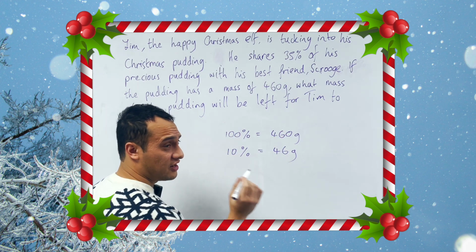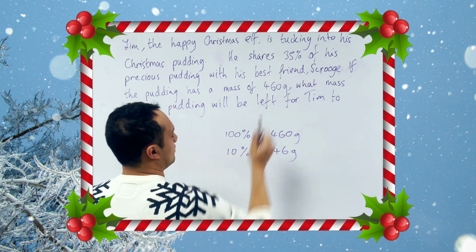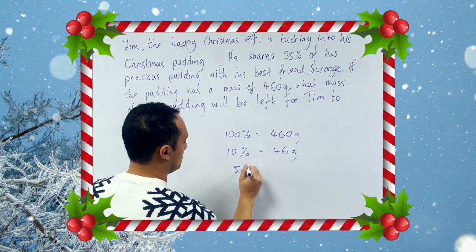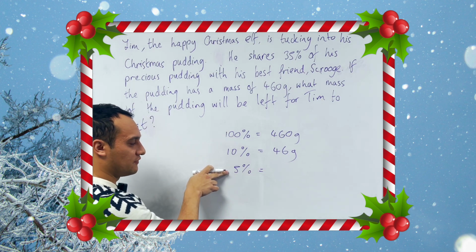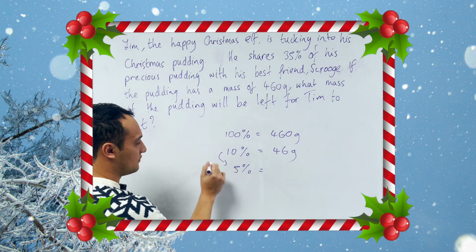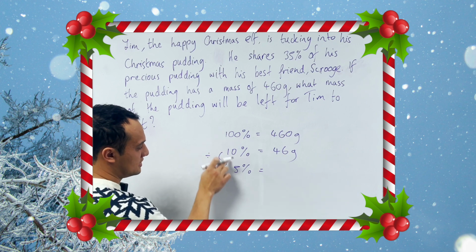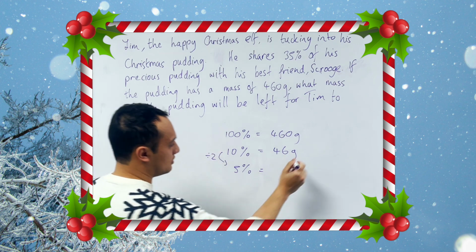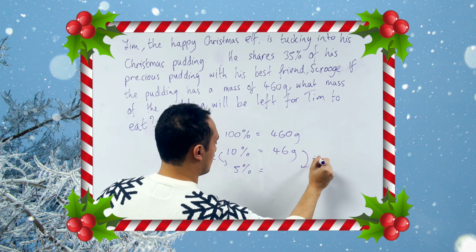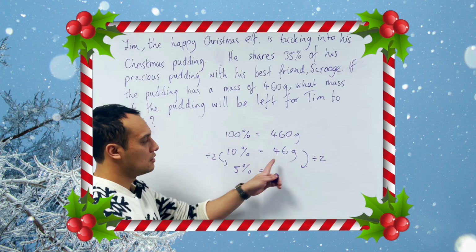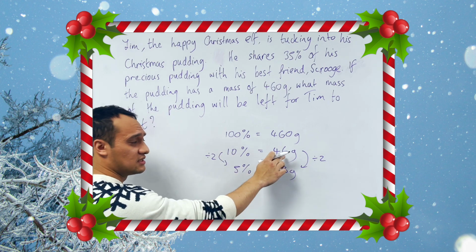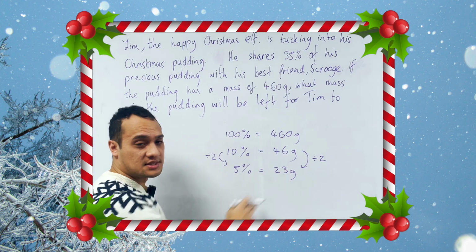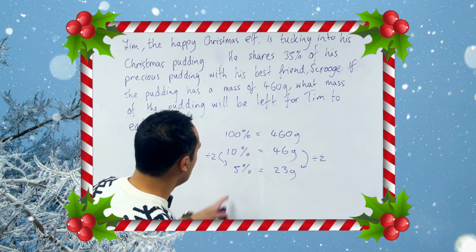Then we can find 5% because we're looking for 35. So let's find 5%. Well, 10% relates to 5% in that if we divide 10% by 2, we get 5%. So we can do the same thing on the other side and we get 23 grams. So 10% is 46 grams, 5% is 23 grams.